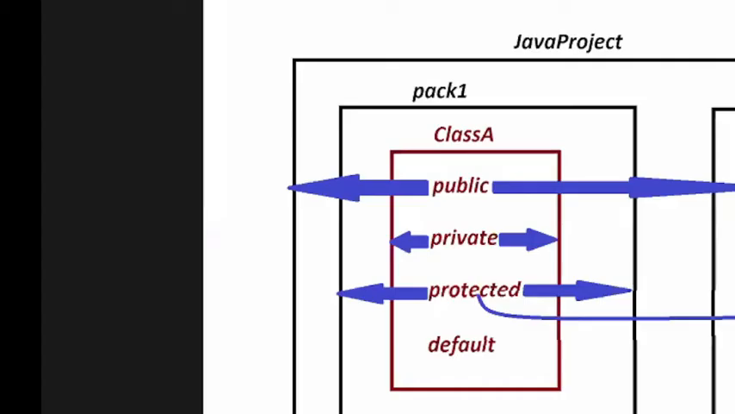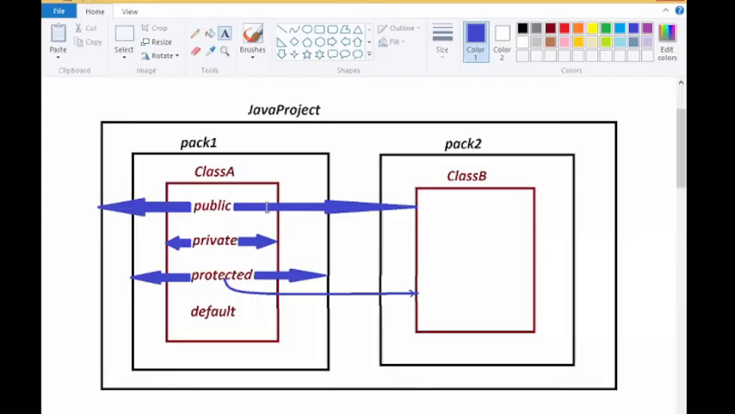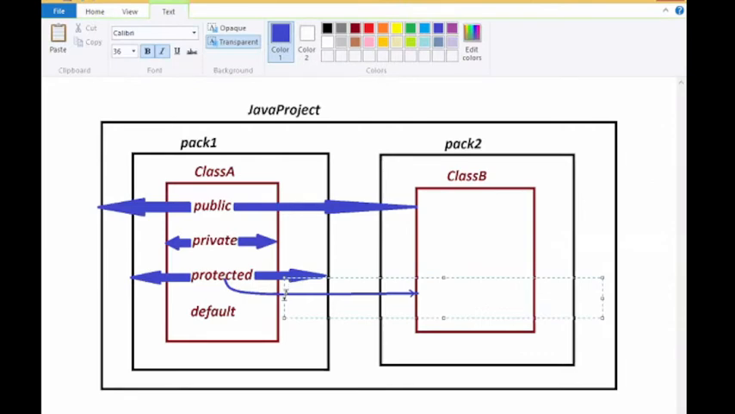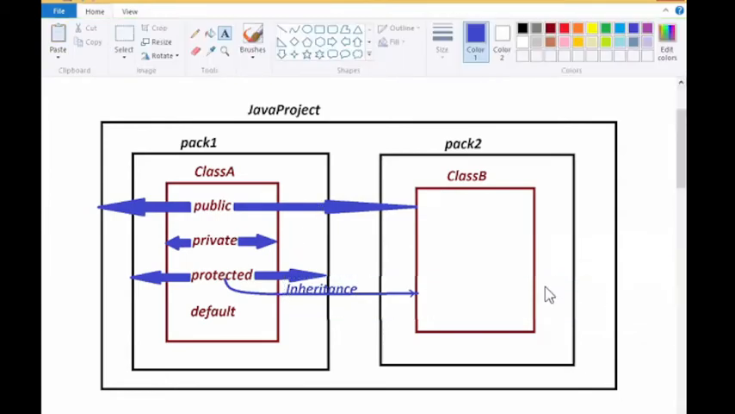Protected members of a parent can be used by the child class declared outside the package. It is possible only in the inheritance process. Only in the inheritance process it is possible.